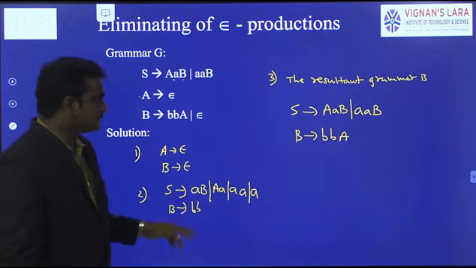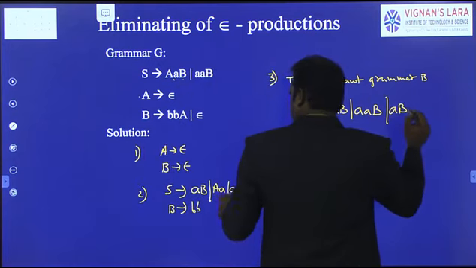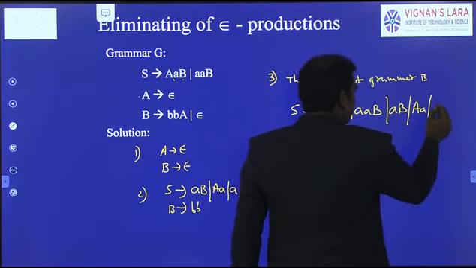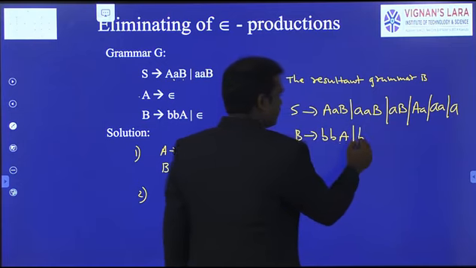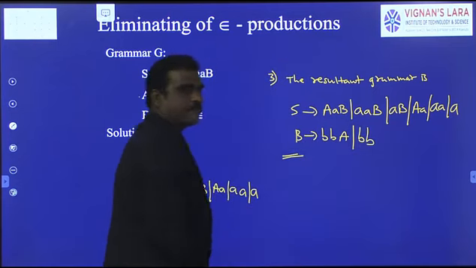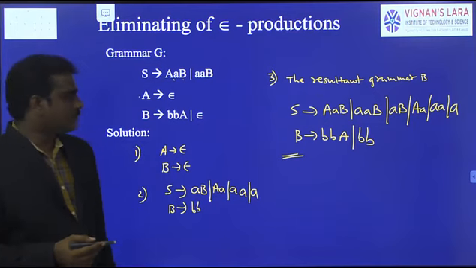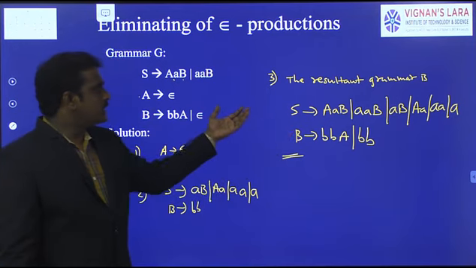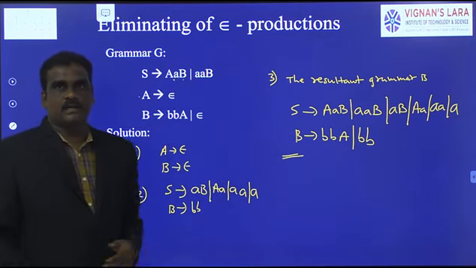Now S to AB, A to A, A to AA, and the same way B to BB. So this is the final grammar. After elimination of nullable production, this is the resultant grammar. In this way, we performed elimination of epsilon production.